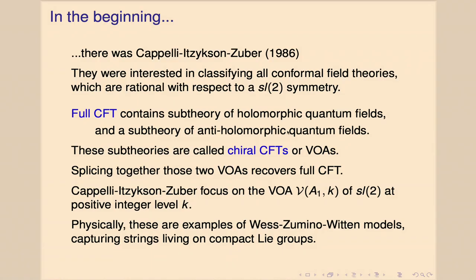So this corresponds to, in the language of string theory, strings living on compact Lie groups, for most of these. So these are the Wess-Zumino-Witten models. Examples of such full CFTs are strings living on SU2 and strings living on SO3, but there are some other examples as well, and they wanted to find all of them.